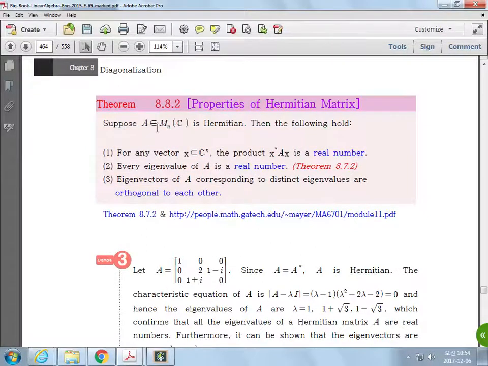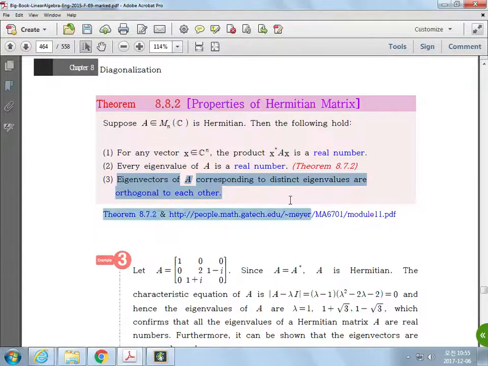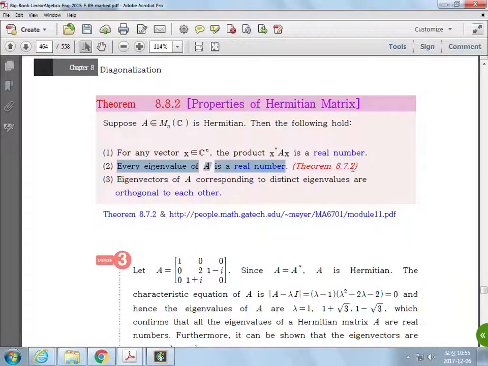If A is a Hermitian matrix, X star A X is always a real number for any vector X. And eigenvalues of Hermitian matrices are all real. And eigenvectors of A corresponding to distinct eigenvalues are all orthogonal to each other. This is very important. Theorem 8.7.2 shows if A is equal to A star, then every eigenvalue is a real number. So the second part is just the same as theorem 8.7.2.